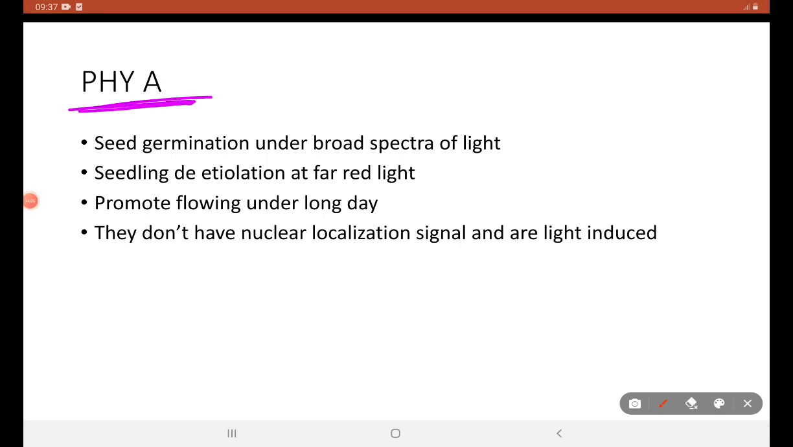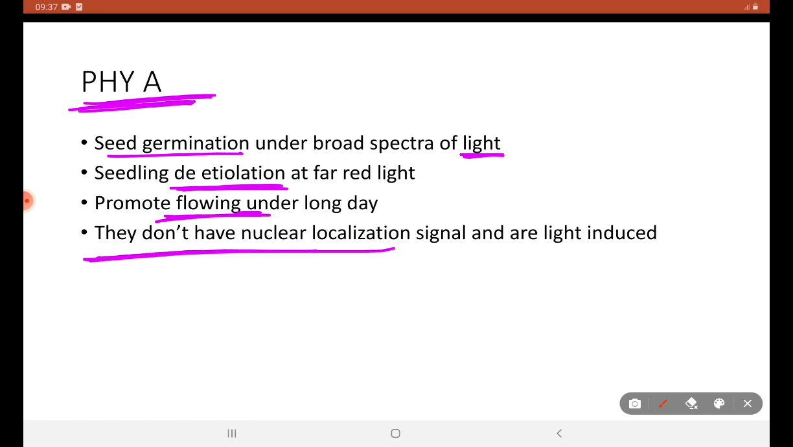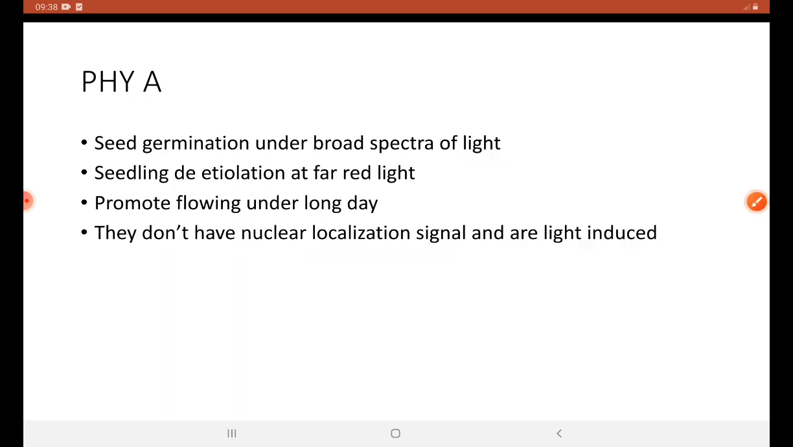Phytochrome A, what functions does it perform? It helps in seed germination under a broad spectrum of light, seedling de-etiolation, and promotes flowering. They don't have any nuclear localization signal and they are light induced. Meaning, in the mode of mechanism we will see that COP1 will enter the nucleus and exit the nucleus based on the presence or absence of light. This doesn't need a nuclear localization signal.